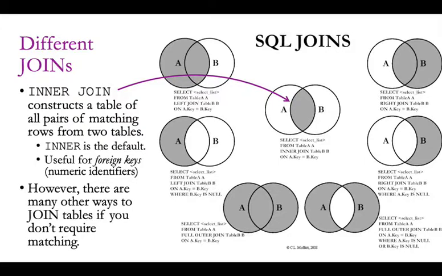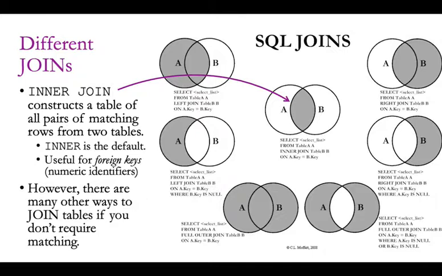It's one where, like I said before, you construct a table of all pairs of rows where this condition is true. There's some on condition that has to be true. And all the other rows that don't match anything from the other table are thrown out. But there are these other variations that keep rows that weren't matched.